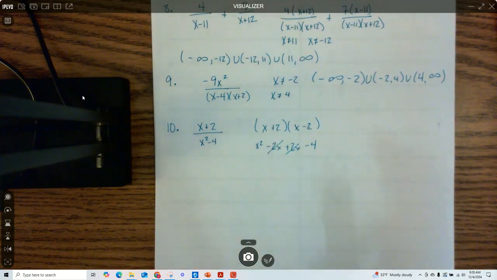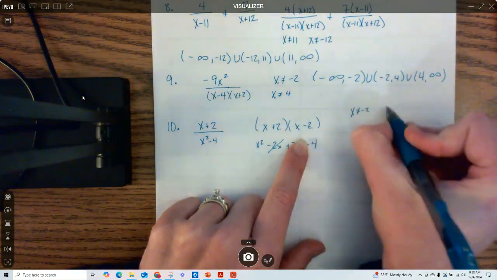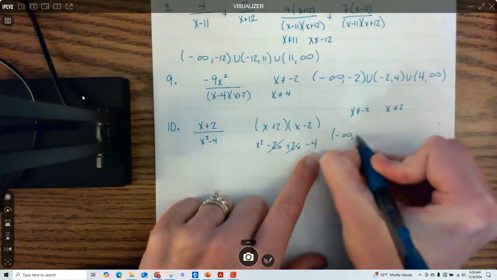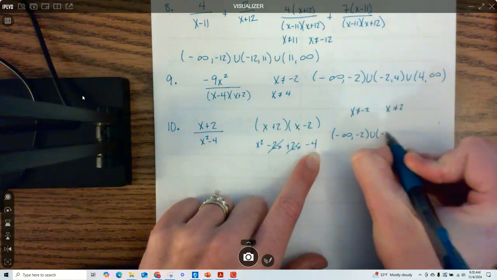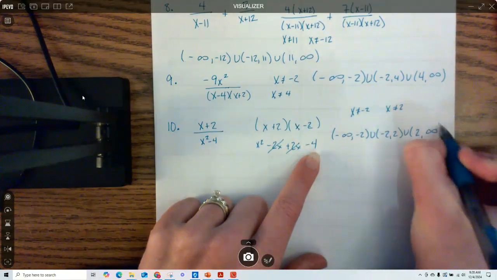At y'all's level, you don't do it enough, you don't see it enough to catch those. So be really careful if you see something like that. So here, x cannot equal negative 2, x cannot equal 2. So negative infinity to negative 2, union negative 2 to 2, union 2 to infinity.